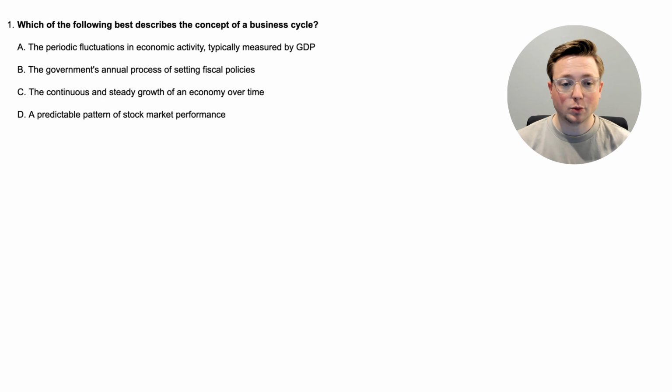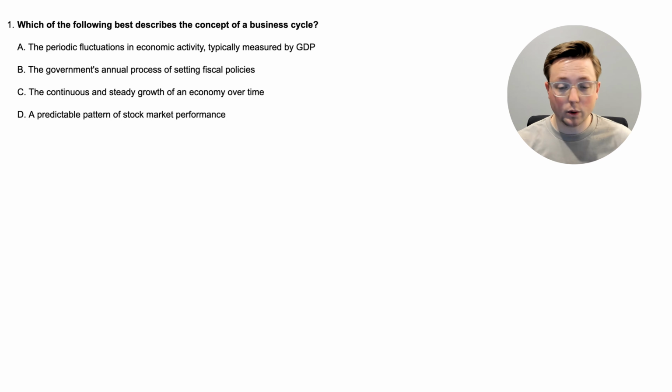All right, here we are at question 1. Let's just dive straight in. Which of the following best describes the concept of a business cycle? Okay, let's walk through this. Option A, the periodic fluctuations in economic activity, typically measured by GDP. Option B, the government's annual process of setting fiscal policies. Option C, the continuous and steady growth of an economy over time. Or option D, a predictable pattern of stock market performance.